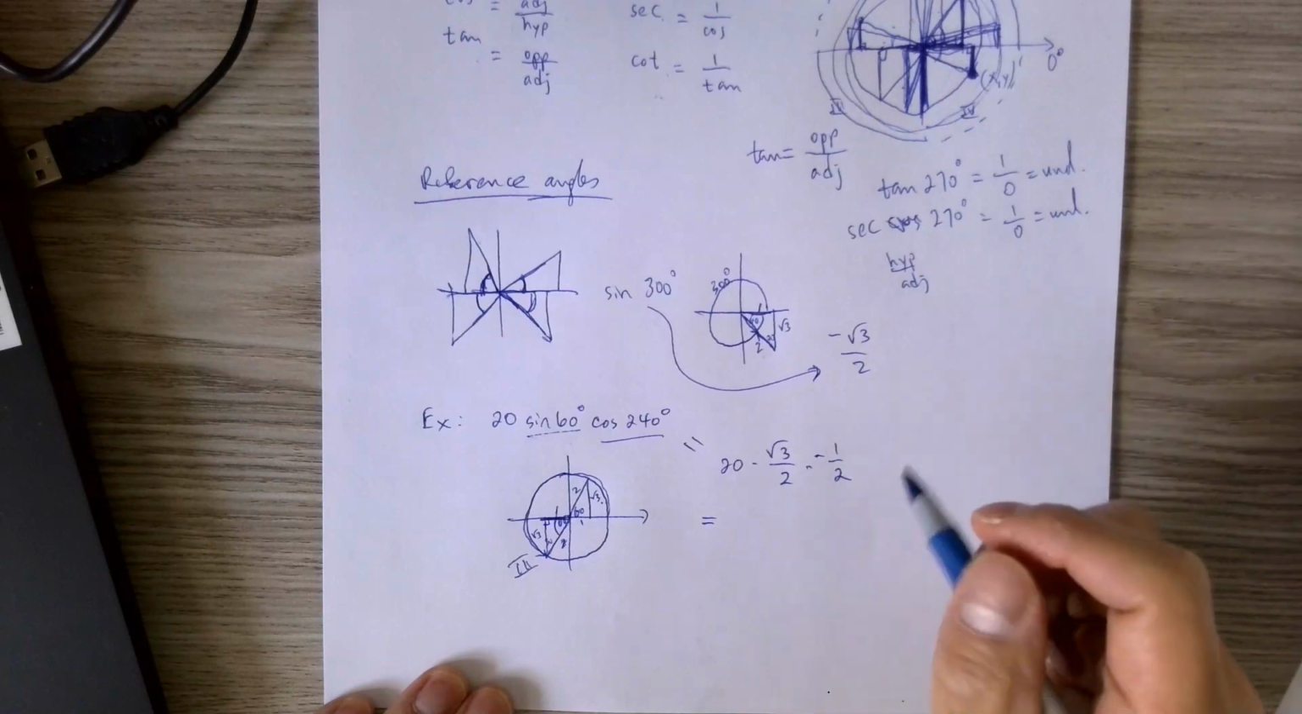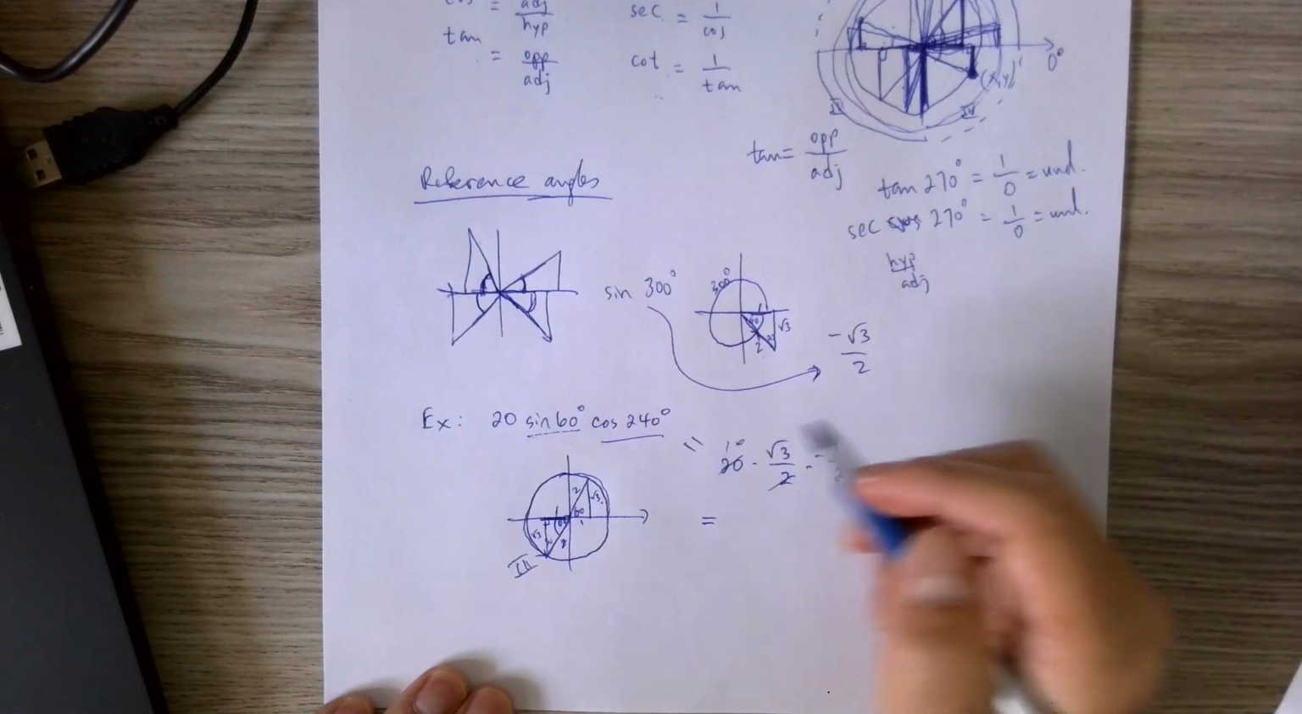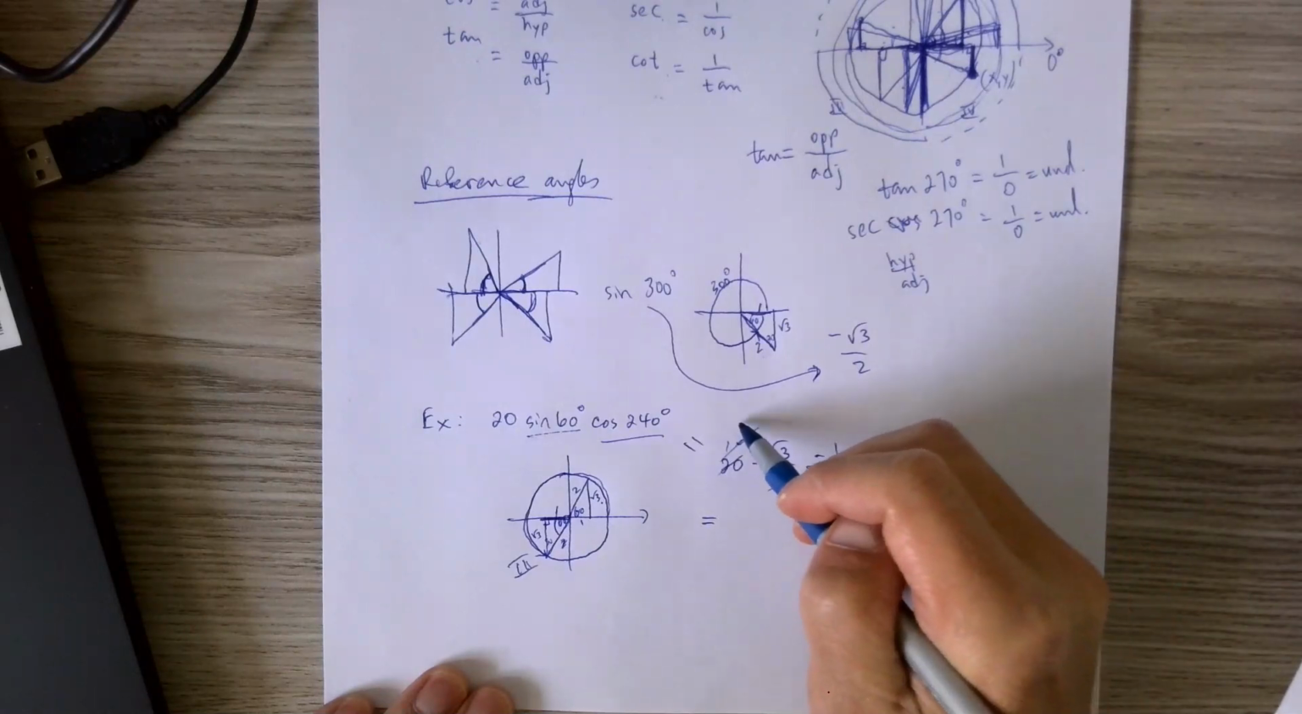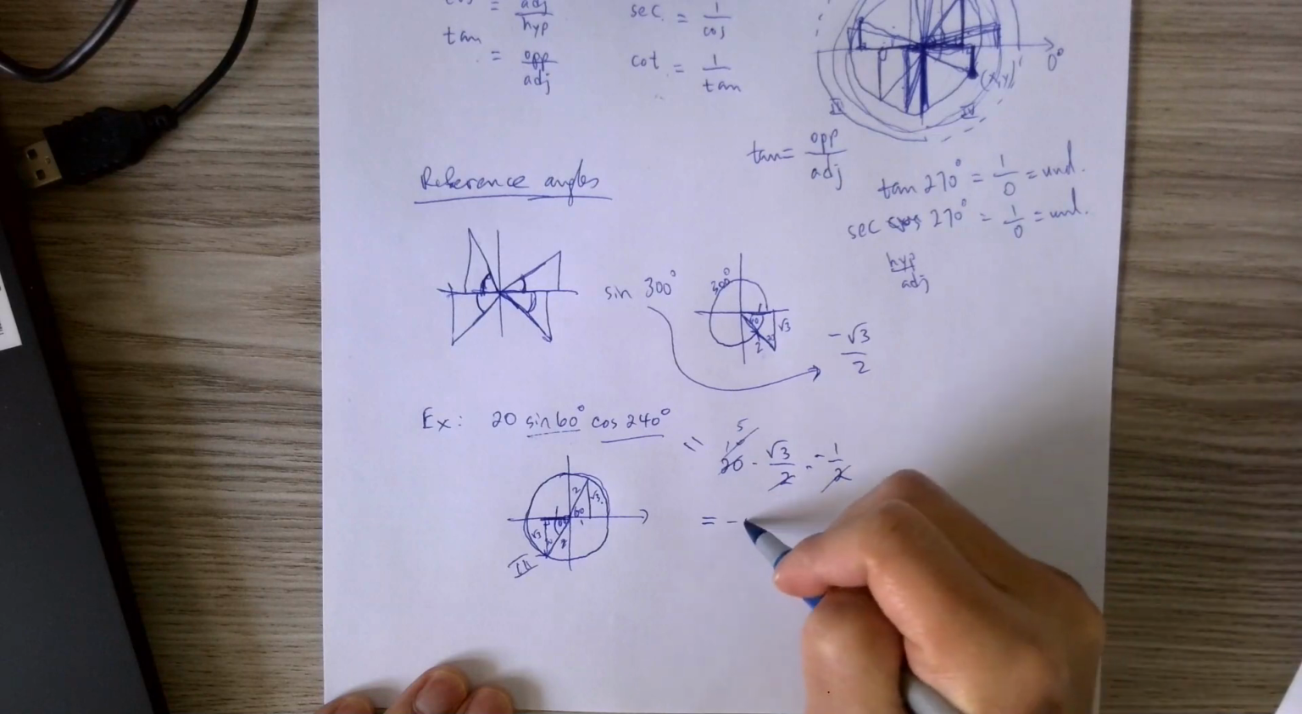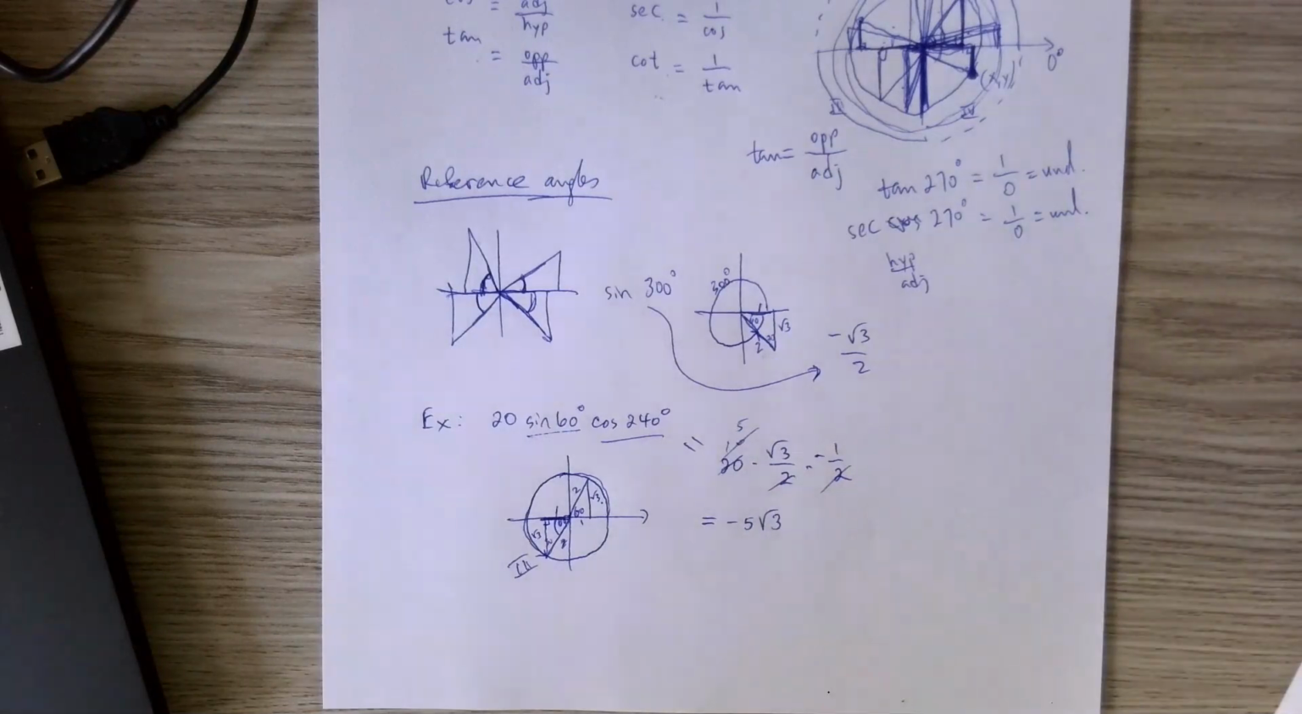Okay, so I got all my values. I just need to simplify. Negative 5 rad 3. Okay, example 2.